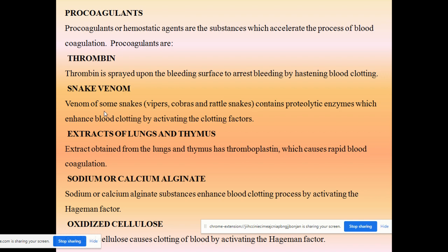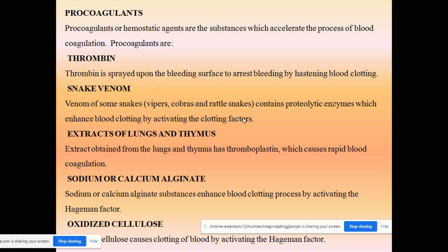Venom: snakes like vipers, cobras and rattlesnakes contain proteolytic enzymes which enhance blood clotting. That is how people die from snake poisoning, because the venom activates the clotting factors. Then extracts obtained from the lungs and the thymus contain thromboplastin. So you have understood the role of thromboplastin; it is very important in rapid blood clotting.